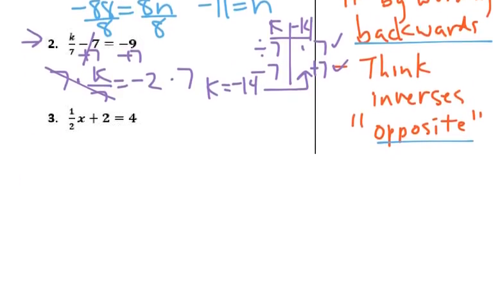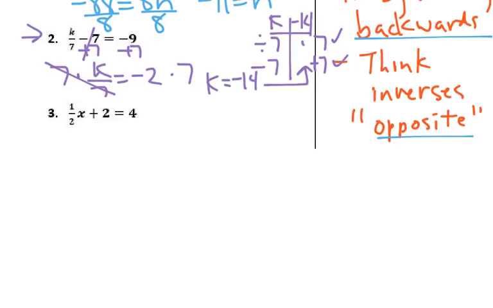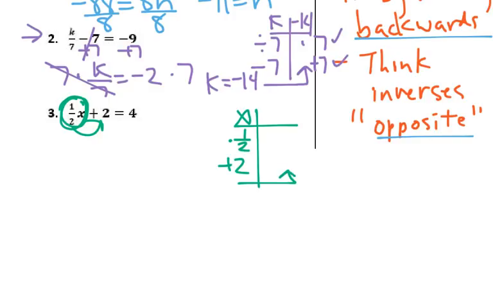Now the last one. So we've got x. First thing we do to x is times by 1/2. Then once you'd figured out what that was, you would add 2. So we've got to do the opposite. Subtract 2 and then divide by 1/2. Now, dividing by a fraction. You should remember that we can't do that.